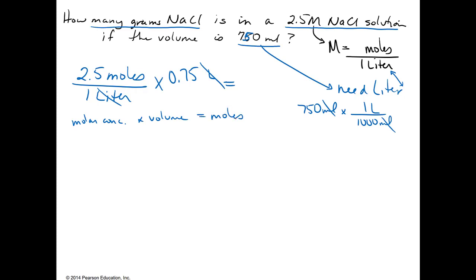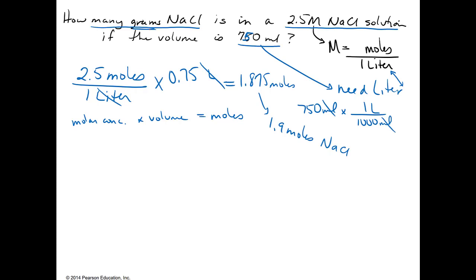So the molar concentration times the volume will tell you moles. 2.5 times 0.75 is 1.875. So if we use 2, it'd be 1.9. So I'm not quite there. I have one more step to do.